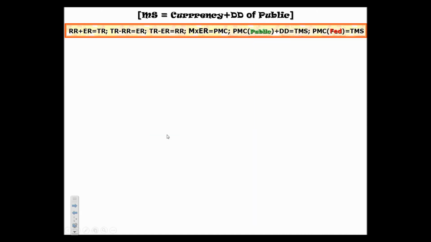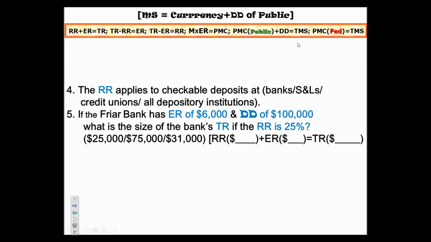So, as a reminder, here are your formulations. Some of them are rewritten in different order. Y'all can do that on your own. A couple of notes here. Remember, there's a difference between money that comes from the public, meaning a demand deposit is involved, and money that comes from the Fed, where there is no demand deposit. So keep that in mind. The reserve requirement applies to checkable deposits where? Everywhere.